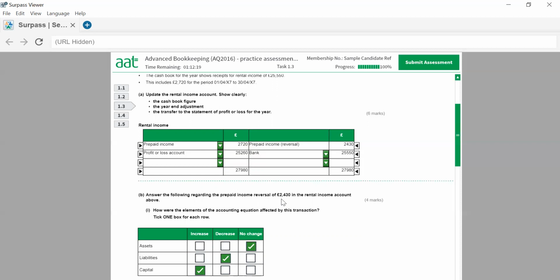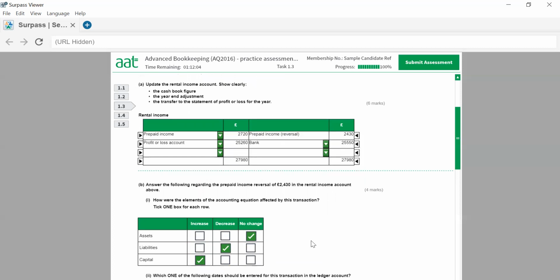So it's unearned income. Therefore, it's sat in the liability of the statement of financial position, and so it would reduce that liability. As far as the capital is concerned, we know capital plus profit, so it would have an impact in relation to the capital. Capital added to the profits figure, so it will increase the profit in that particular period.